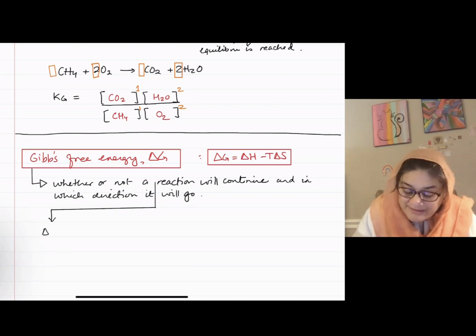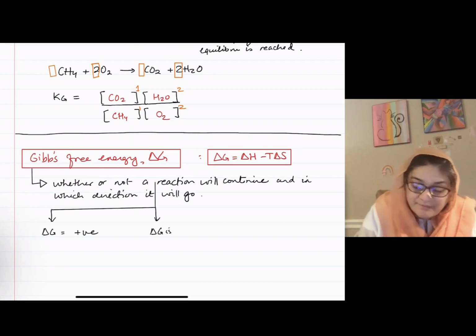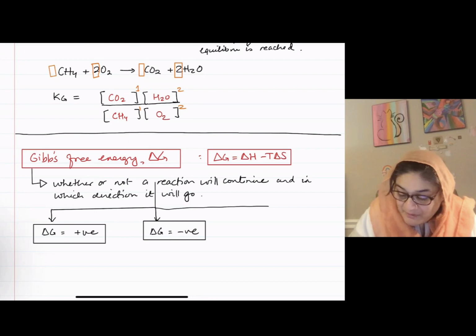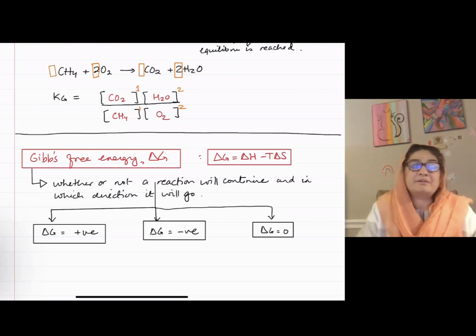One will be that delta G is positive. One will be when delta G is negative. I'm going to call this negatives and positives, okay? And the third one will be when delta G is 0 in a reaction.